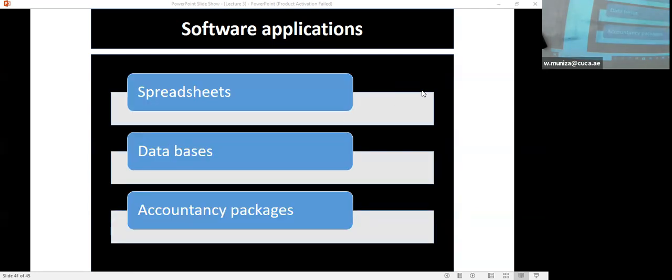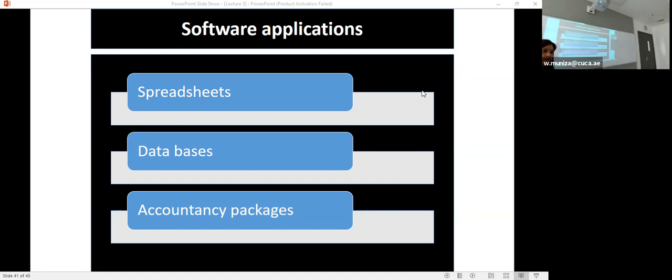Okay, in the organization, 3 software applications are normally used: spreadsheets, databases, accountancy packages. These are mostly used in the organizations. There can be more applications also, but these are the normally used software packages or software applications in the organization. Number 1 is spreadsheet. Spreadsheet, we are going to look into the detail as well, students.